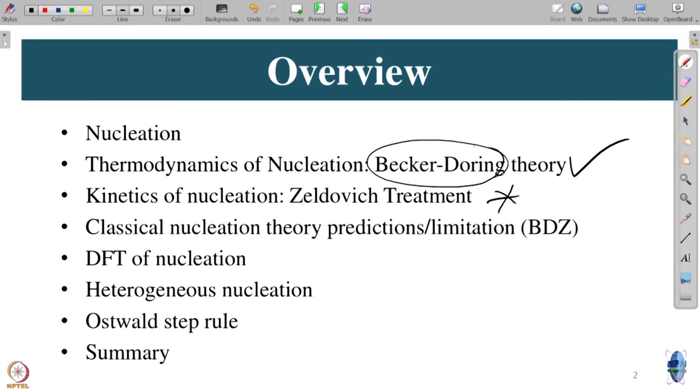You know, the Lindemann thing, then enzyme kinetics, Michaelis-Menten and all these things, they are all very similar things, they are connected to each other. So, someday if we can get time, I will talk about that. Okay. So, then classical prediction limitations and all these things we will do.